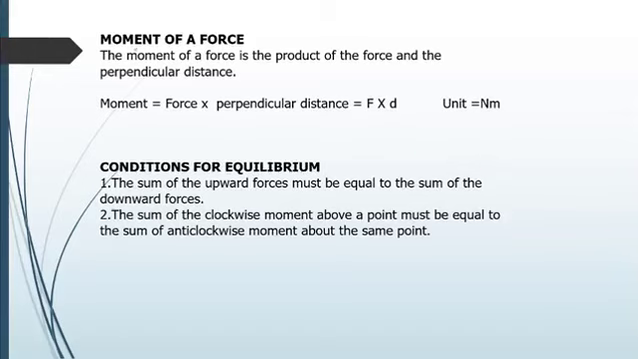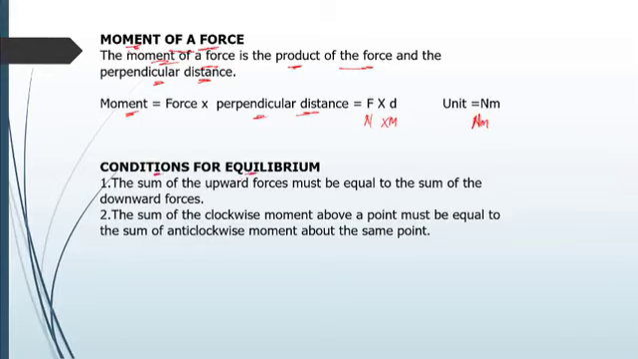At this point, let us talk about what we mean by moment of a force. The moment of a force, simply put, is the product of the force and the perpendicular distance. So force times perpendicular distance, F times d, gives us the moment of a force. Since the SI unit of force is Newton and that of distance is meter, the unit of moment is Newton meter, as you can see from the slide here.